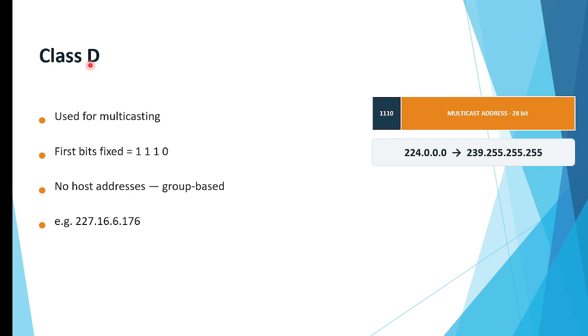Next one is the class D address. It is used for the multicasting purpose. In class D, first 4 bits are fixed as 1110. Remaining 28 bits are used for the multicasting purpose. So it means when one sender needs to broadcast the same data to a group of receivers simultaneously.